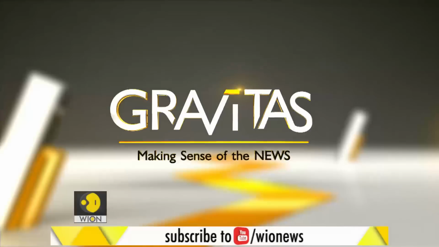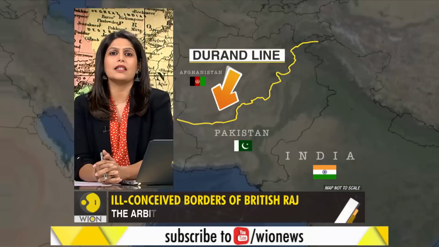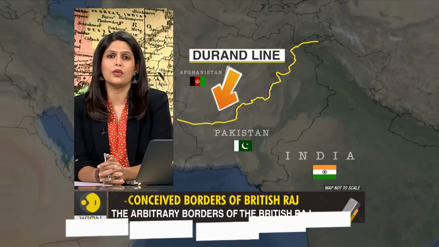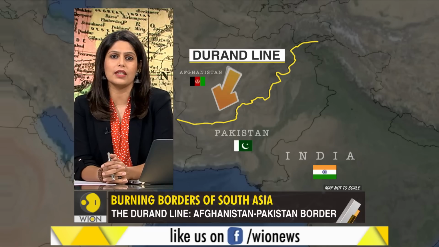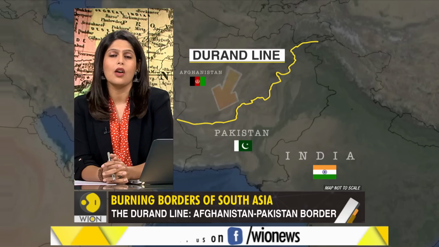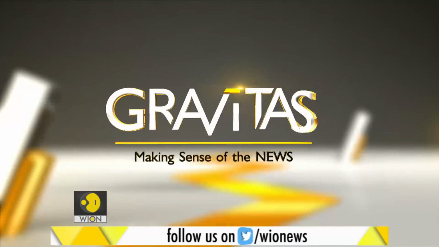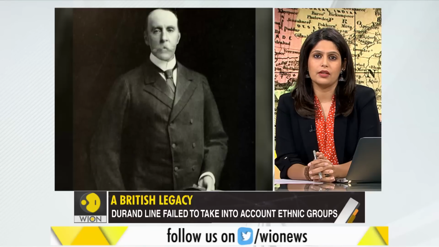Borders which divided communities and threw together disparate groups. Lines which over time erupted as the fault lines of South Asia. Look at the border that divides Afghanistan and Pakistan. It is called the Durand Line. Almost 2,500 kilometers long, the border was named after the then Foreign Secretary of Undivided India, Henry Mortimer Durand.